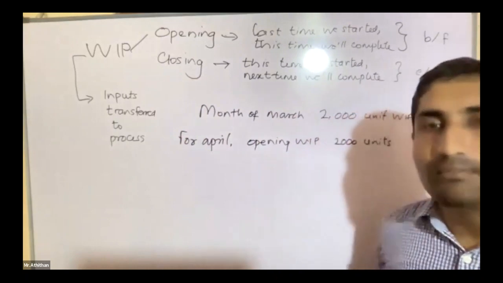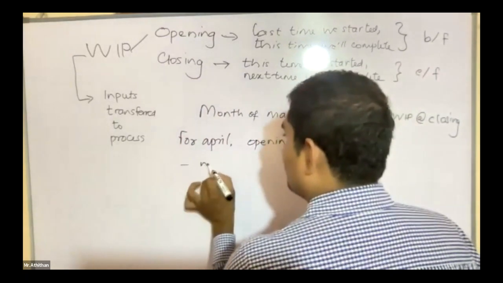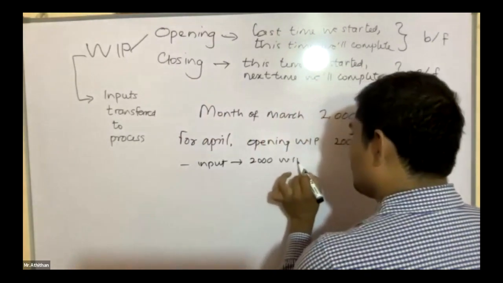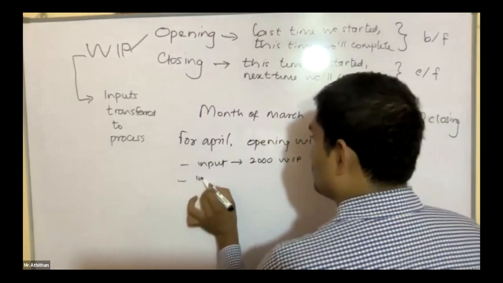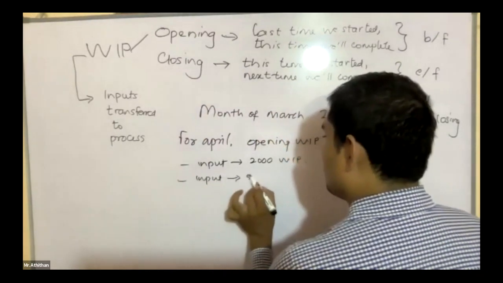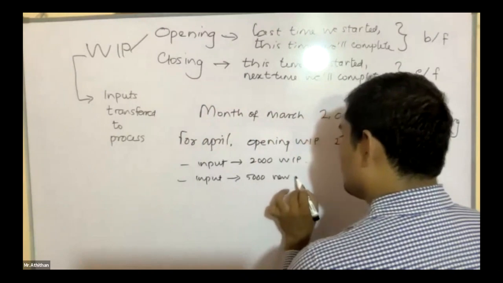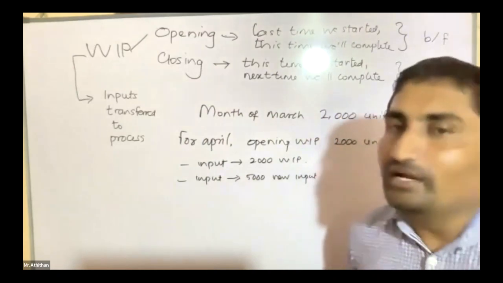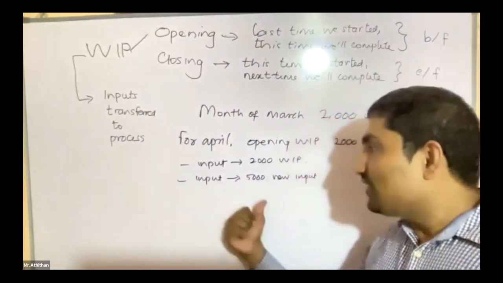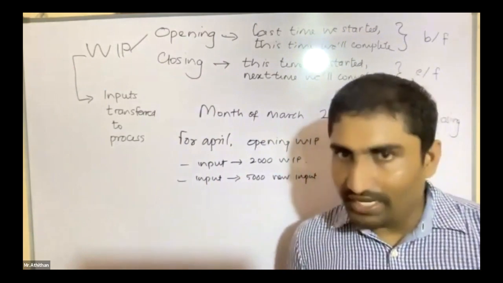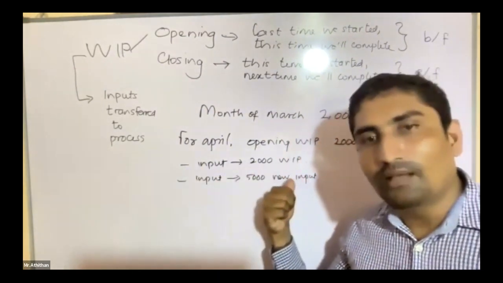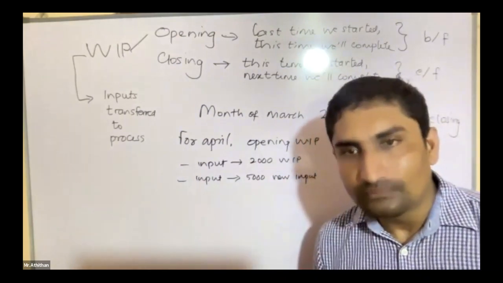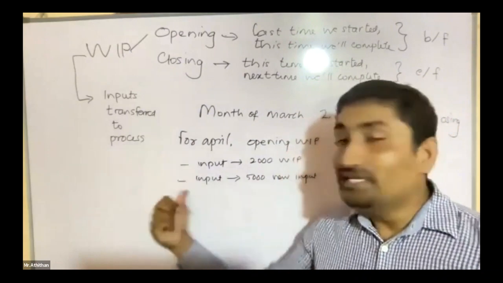Now, for April month, right? 2000 work in progress is input. Another 5000 new materials we are adding, right? ஆரம்பத்துல 2000 அலகு WIP வந்தது இன்புட்டா. இன்னும் ஒரு 5000 நாங்கள் புதுசா இன்ட்ரோடியூஸ் பண்றோம். So these two are inputs.